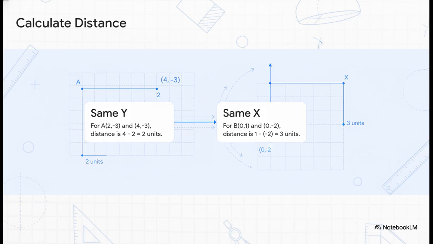Now what if we have points 0, 1 and 0, -2? The x is 0 for both, making it a vertical line. We take the y values and subtract. 1 minus -2. Now watch out here. Remember your integer rules. Minus a negative becomes a positive. So 1 plus 2 equals 3 units of distance.